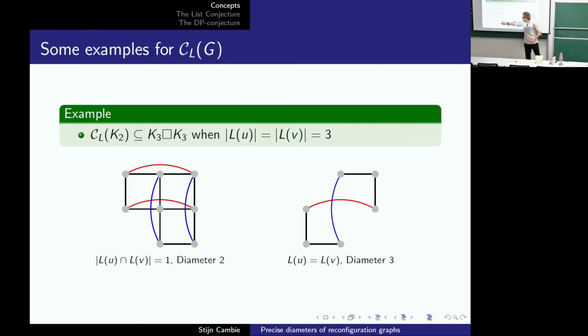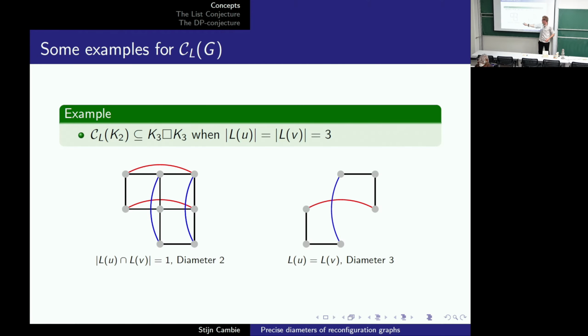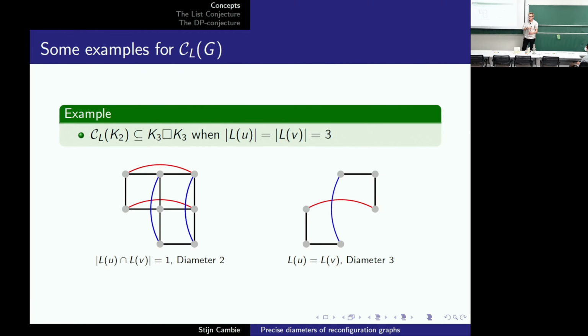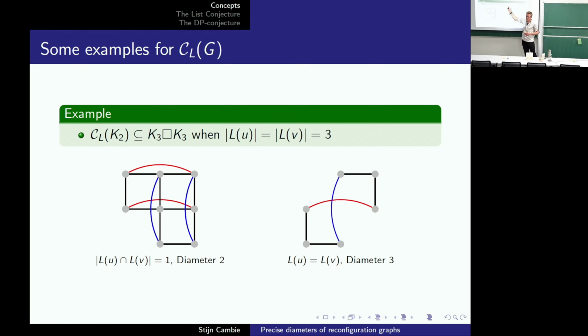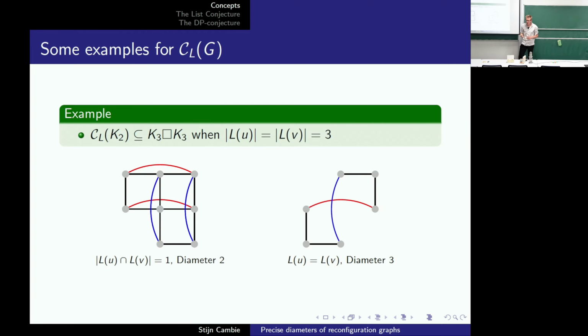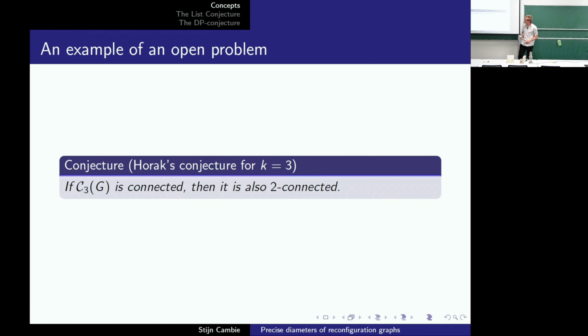Also mentioned here, so the diameter in this case equals 2. It will already be equal to 3 when the lists have two colors in common, and C6 also has diameter 3. So if we are speaking about list coloring, and we know the size of the list, then we don't know the precise diameter actually. Okay, just some observation. Much more will be mentioned in the second part of it.